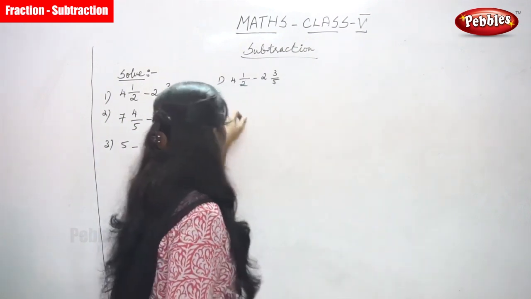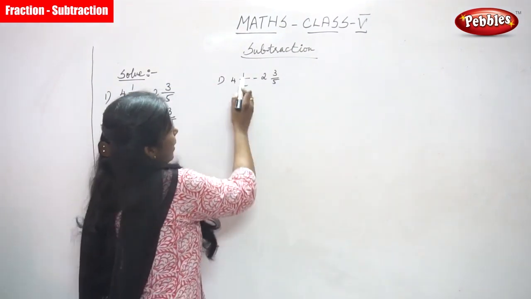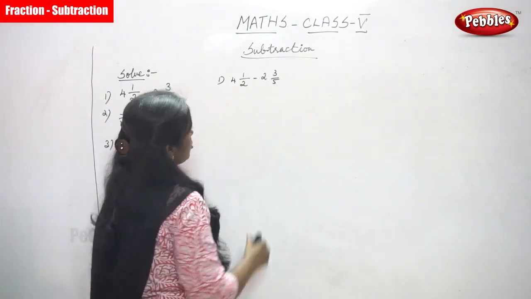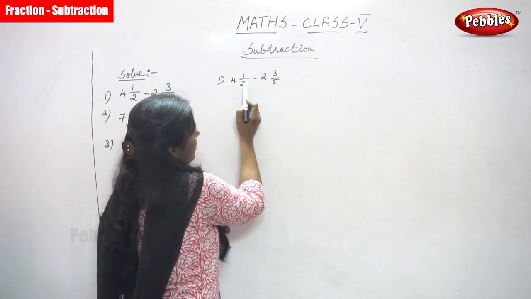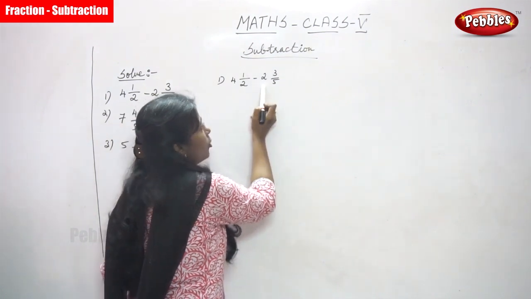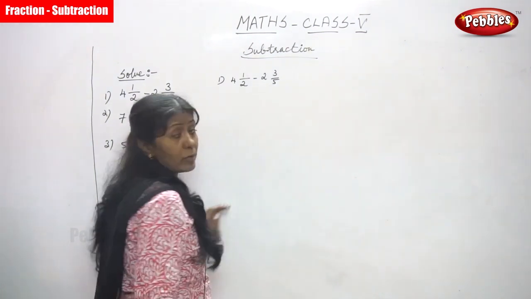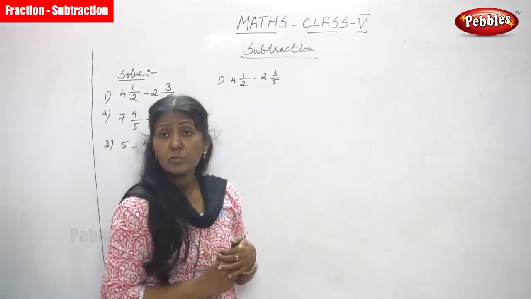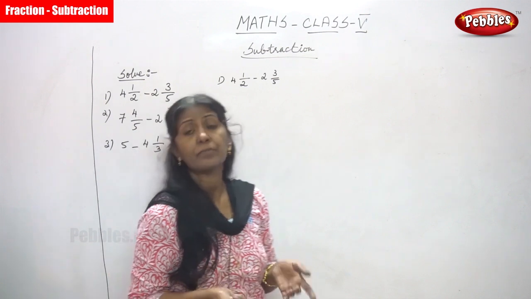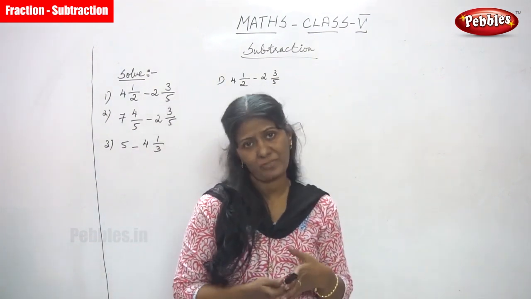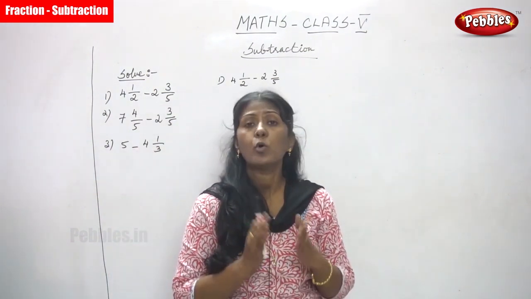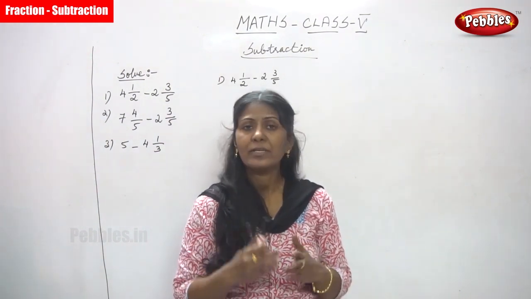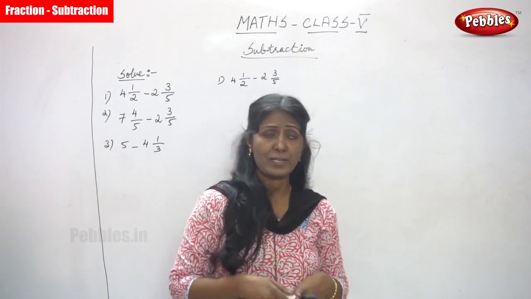So first I write the question: 4 1 by 2 minus 2 3 by 5. It's a mixed fraction because the whole number is 4 and 1 by 2 is a proper fraction, minus the whole number 2 and 3 by 5 is a proper fraction. So what is a mixed fraction? It is composed of a whole number and a proper fraction. We are going to do the subtraction in mixed fractions.